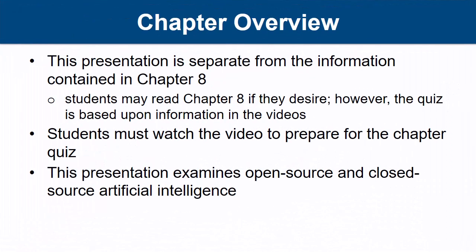This video is the second in a series that addresses the use of artificial intelligence in emergency management. This series deviates from the material contained in Chapter 8. The reason for this is because of the proliferation of artificial intelligence into many aspects of business and governmental operations. These operations include emergency management. Students should watch and study these videos as they prepare for the module quiz.